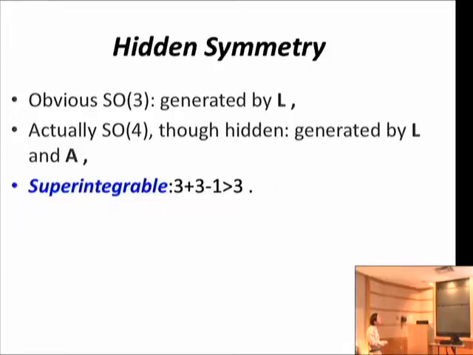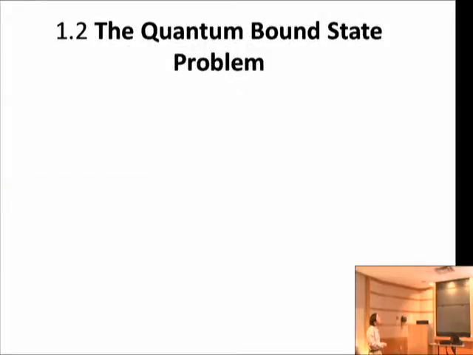And this system is called superintegrable in the sense that the number of functionally independent conserved quantities is bigger than the degrees of freedom. In this problem, the degree of freedom is 3, but the number of independent conserved quantities is 5, because 3 from L, 3 from A, but you have to subtract 1, because L dot A equal to 0. That's one constraint. We have to subtract that condition. So 5 greater than 3. Okay, superintegrable. Now, let's go to the quantum bound state problem.